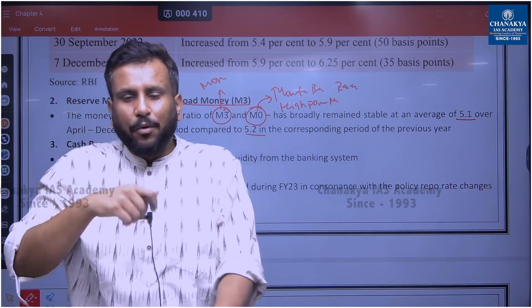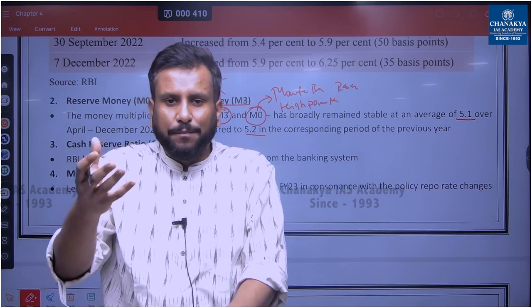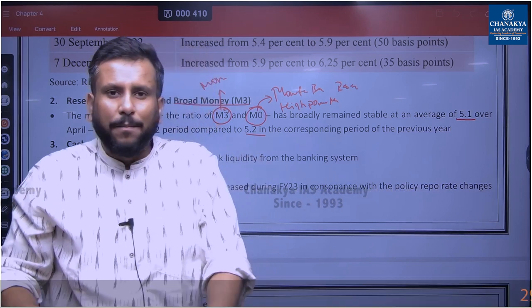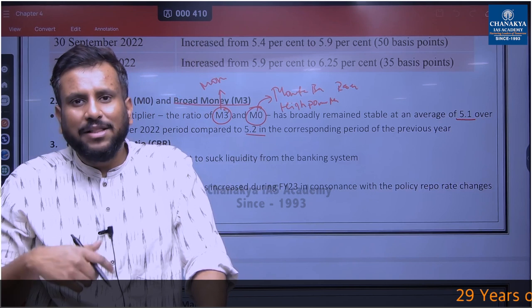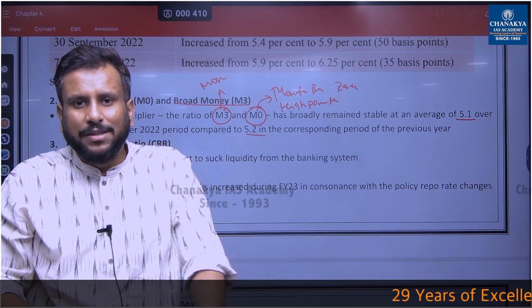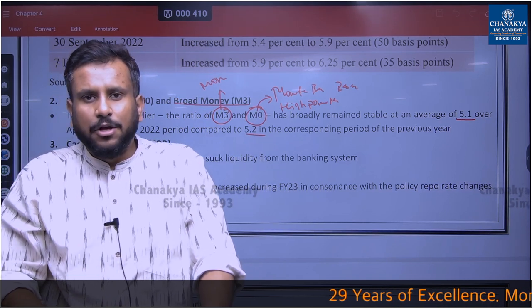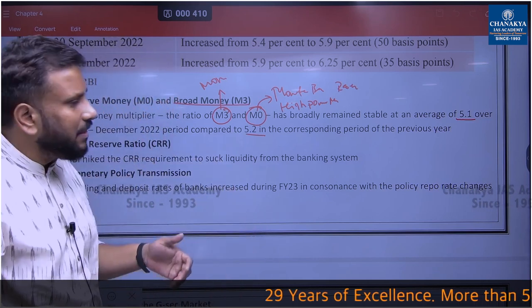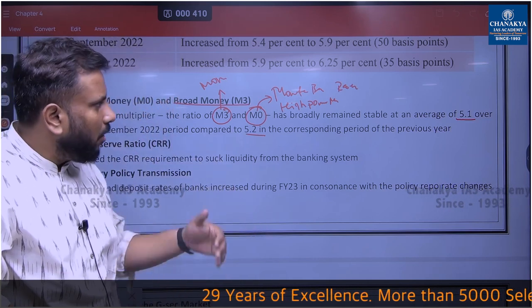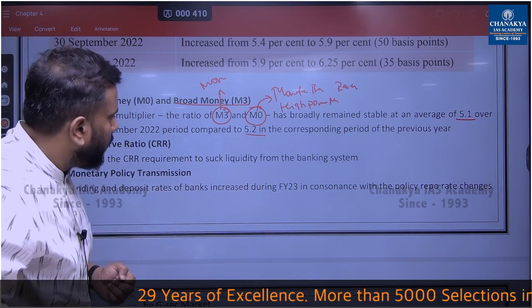So if the reverse repo rate increases, that means banks have much more incentive to deposit their money with the RBI. So why would the bank lend it to the public? In that case, the money multiplier will come down. So you have to understand all these links, which lead to inflation, right?